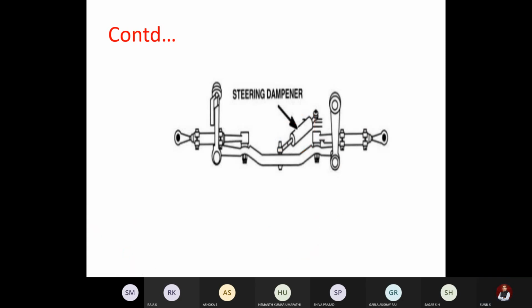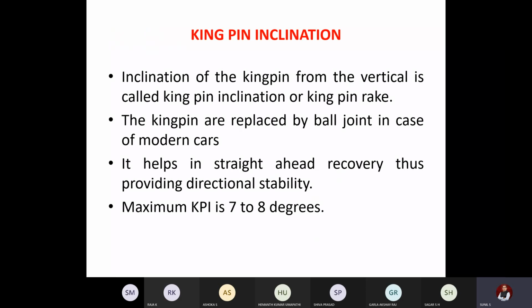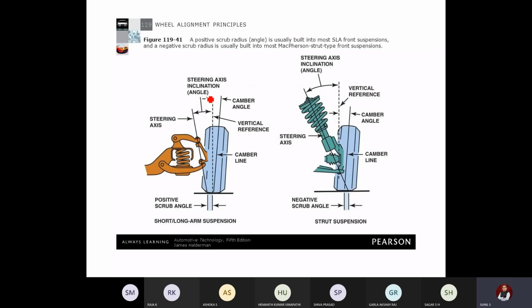Next important thing is kingpin. I think this also we had completed in the last class. Correct? With this sketch, you can clearly understand the concept of kingpin.